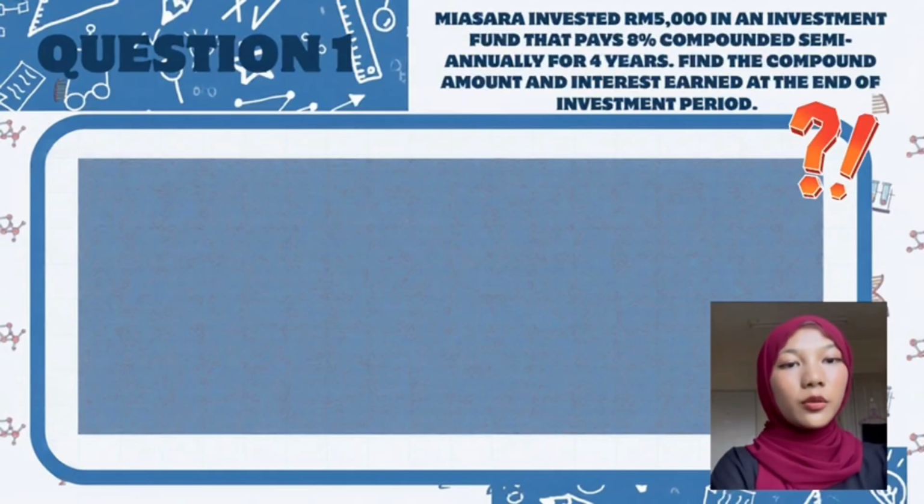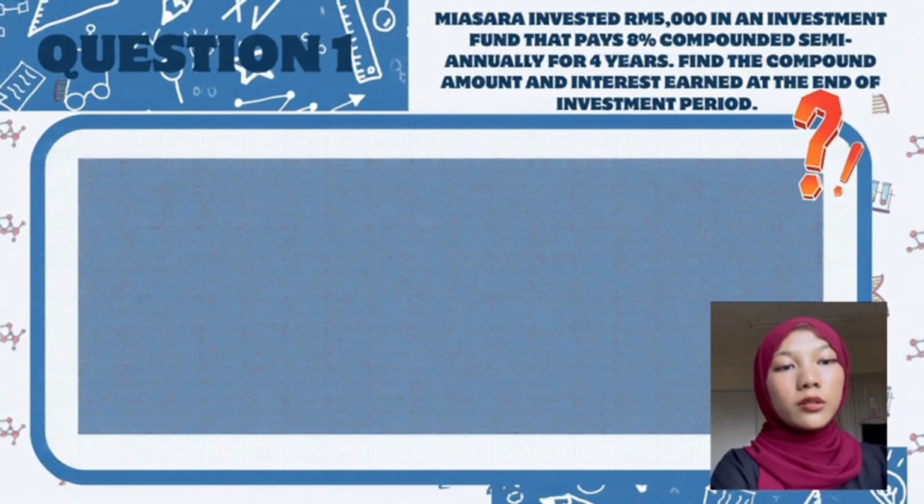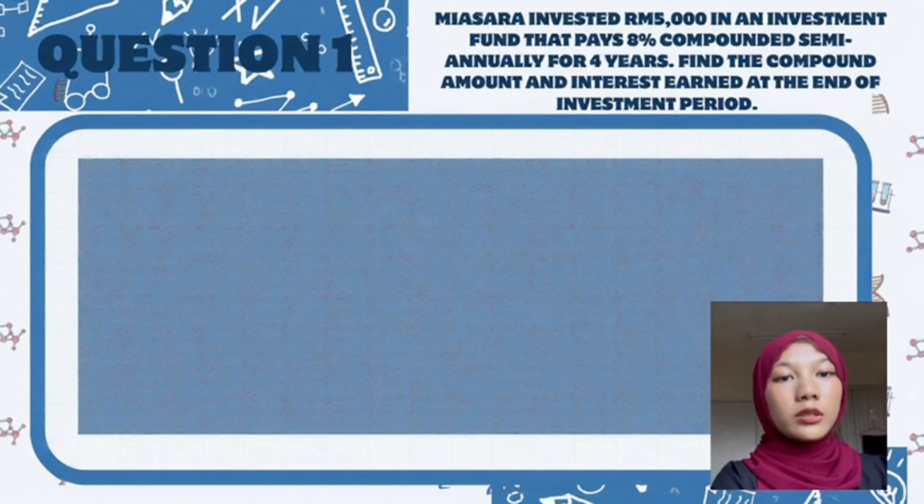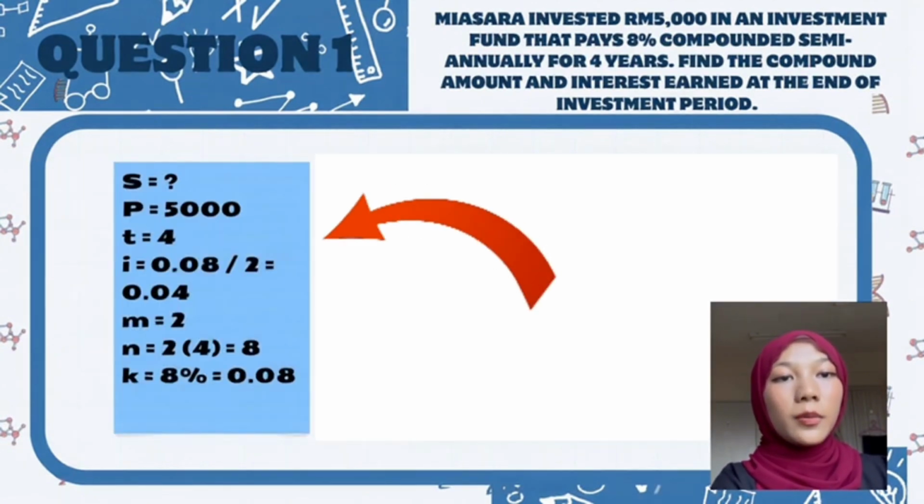Miasara invests RM5,000 in an investment fund that pays 8% compounded semi-annually for 4 years. Find the compound amount and interest earned at the end of the investment period. First, we need to know which elements are given: P is principal, T is time, I is interest rate per period, N is total compounding periods, M is compounding periods per year, and K is interest rate. As we can see, P, T, I, N, M, and K are given.